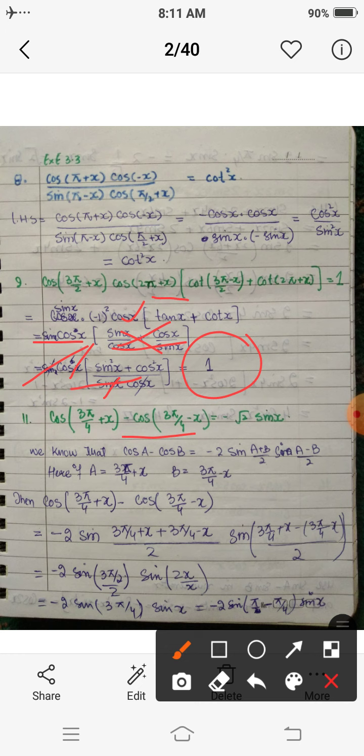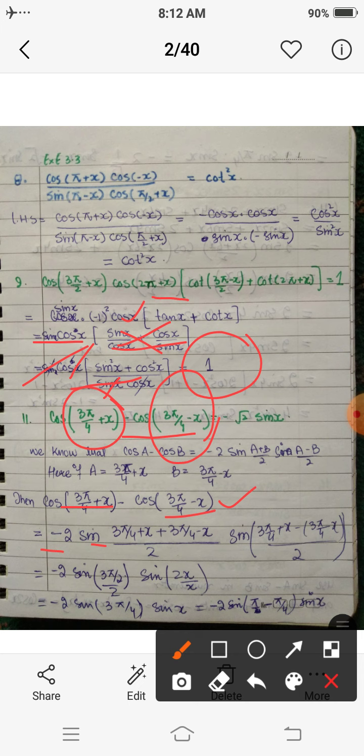Now here in the LHS, if we take 3π/4 plus x to be a and 3π/4 minus x to be b, this means that cos(3π/4 plus x) minus cos(3π/4 minus x) is minus 2 sin((a plus b)/2) into sin((a minus b)/2), that is (3π/4 plus x minus 3π/4 minus x)/2. Now after simplifying, we get minus 2 sin(3π/4) into sin 2x upon 2. So the 2 cancels, and it is simply minus 2 sin(3π/4) into sin x.